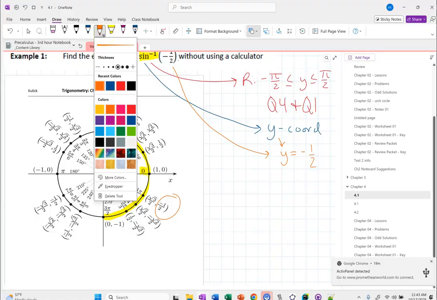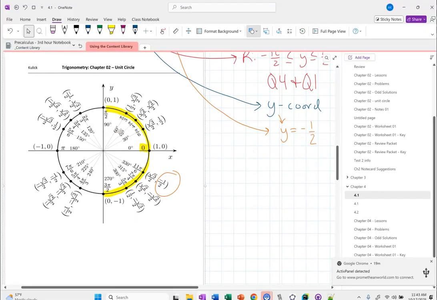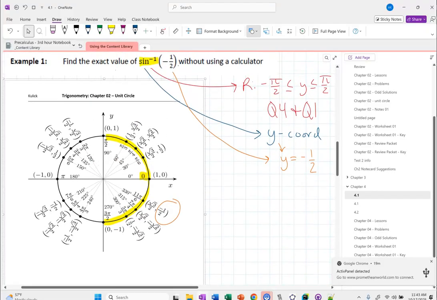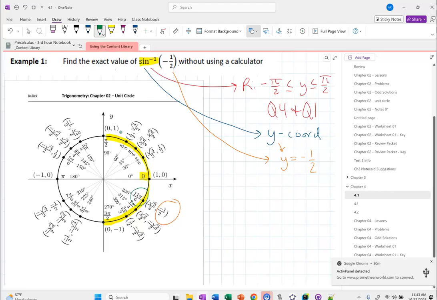Is it always going to be the y-coordinate, not x? Well, it will be if you're doing sine inverse, because sine is the y-coordinate on the unit circle, right? Yep. So what do I do with that then? Well, that corresponds to the angle 11 pi over 6.